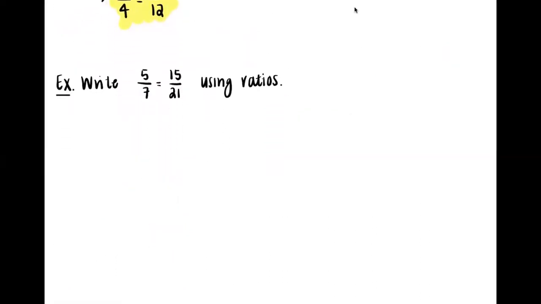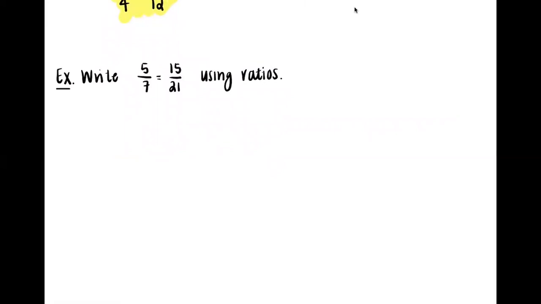Okay. So our next example, write 5/7 is equal to 15/21 using ratios. So what is 5/7? Well, that is 5 to 7. Remember, order matters. And then if we have 15/21, oh, I'm already writing the answer. Remember, the numerator comes first. So we get 15 to 21.